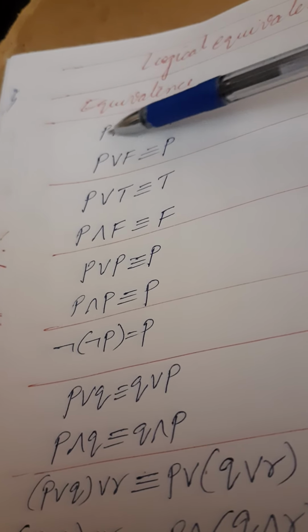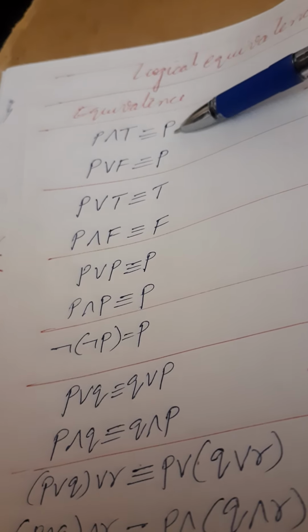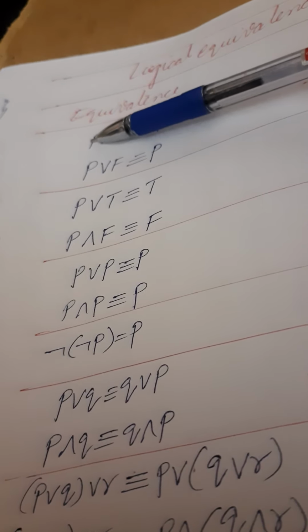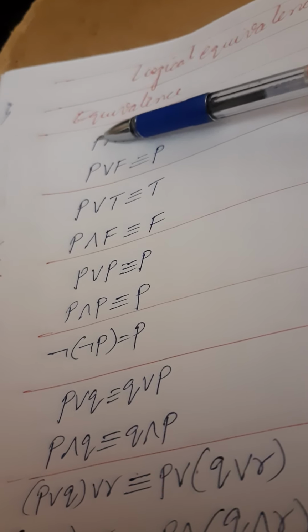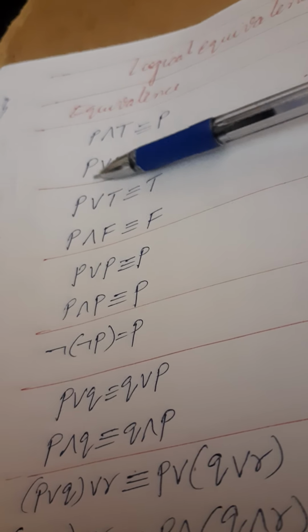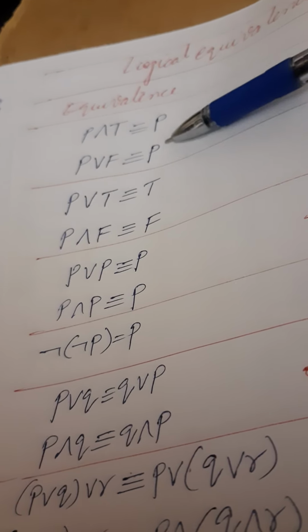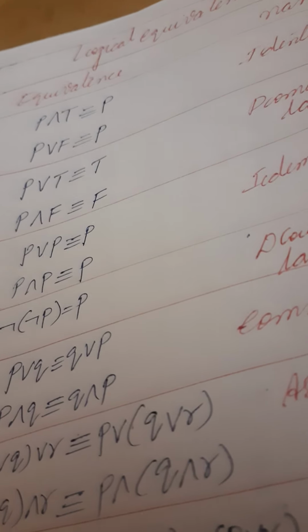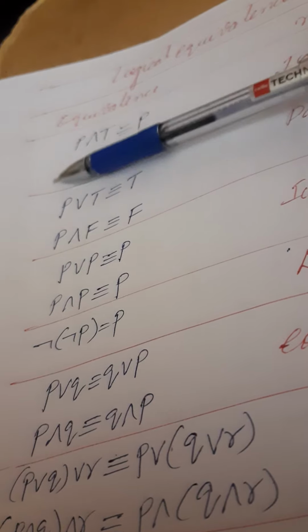With intersection with T, if we take P intersection T, whatever value we take for P, P only comes here. If we take P is equal to 0, we will get 0 here. If we take P is equal to 1 here, we will get 1. P or F, if we take P is equal to 0 here, we will get 0. If we take P is equal to 1, then we will get 1. That's why it is called identity. Whatever we are taking P, we are getting that P only.